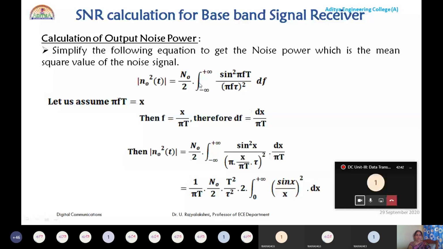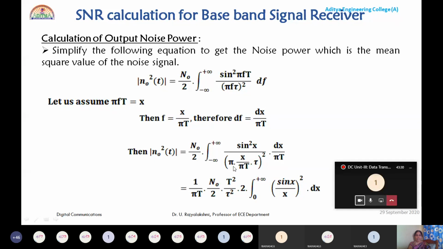So n0 by 2, minus infinite to plus infinite, sin square x, because we assumed pi f t as x. So sin square x divided by pi f tau. What is f? We need to replace f because we are rearranging the f value in terms of x. So please replace f here in the denominator. So it is x by pi t. So we replaced it as x by pi t into tau whole square into what is df? Df is dx by pi t. So dx by pi t. Okay, so this 1 by pi t you can take outside the integral because this integration is with respect to x.